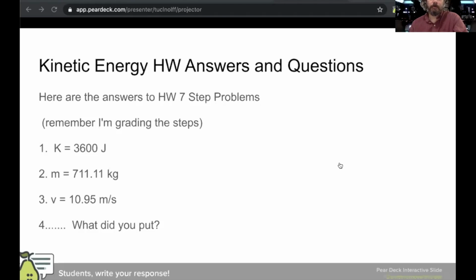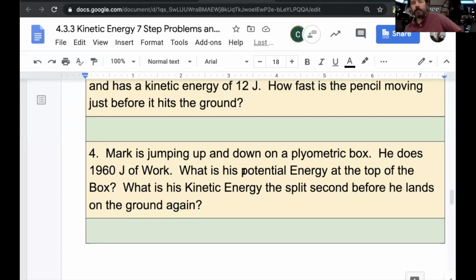Okay. So number 4, Mark is jumping up and down on a plyometric box. He does 1960 joules of work. What is his potential energy at the top of the box? What's his kinetic energy the split second before he lands on the ground again? So I jump up onto the box, and then I go back down to the ground. Then I jump. That's the exercise he's doing. He's jumping up on a box, hopping back down, jumping back up on the box, hopping back down.